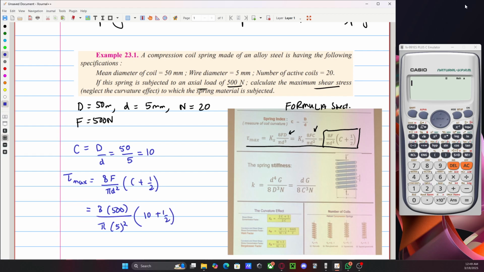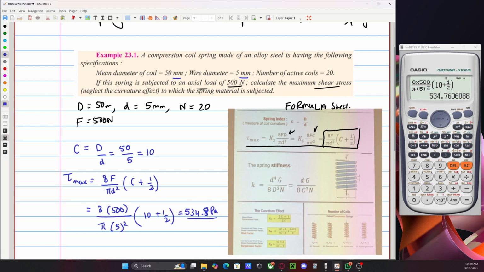Now let's check this in our calculator. So we have 8 times 500 over shift pi multiplied by 5 squared, and then 10 plus a half. This gives us tau max. If you notice, this is in meters, and this is Newton per meter squared, which will give us pascals. So the answer will be in pascals. So we have 534.7 pascals.